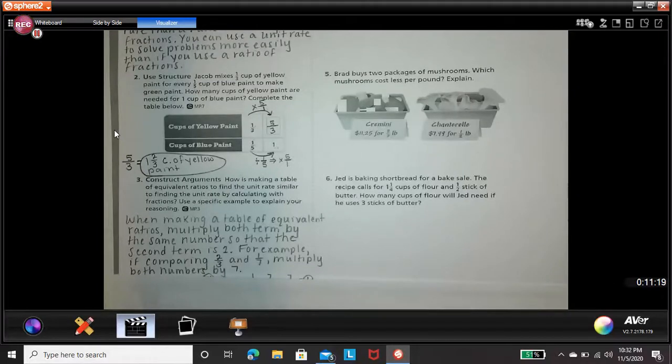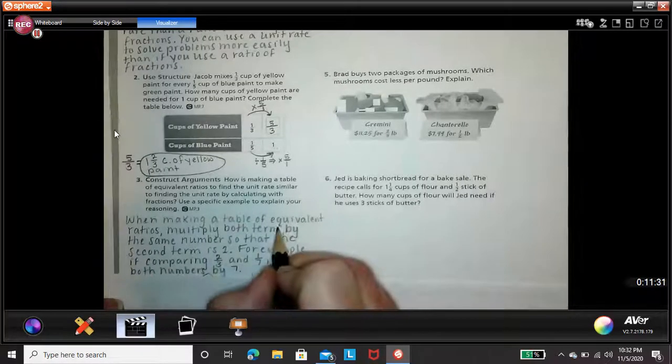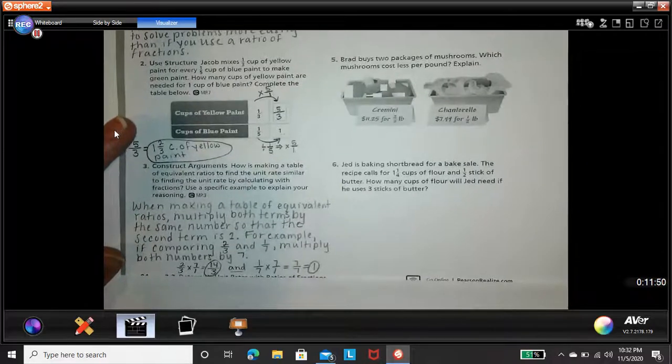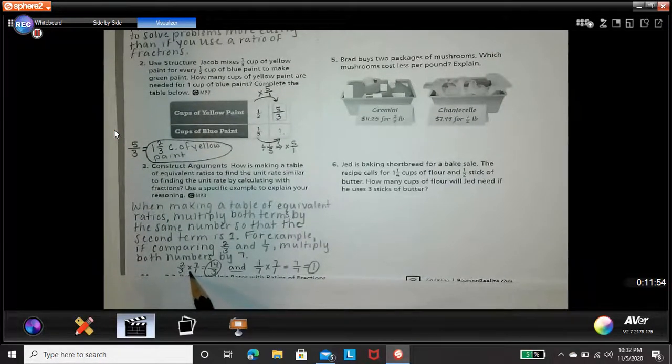We are simply explaining the directions or the steps that we need to take. When making a table of equivalent ratios, we're going to multiply both terms. You add an S there. We're going to multiply both terms by the same number so that the second term is 1. For example, if we're comparing 2/3 and 1/7, we would multiply both numbers by 7. Two-thirds times 7, or 7/1, is 14/3. And 1/7 times 7, or 7/1, is 7/7, which is 1.